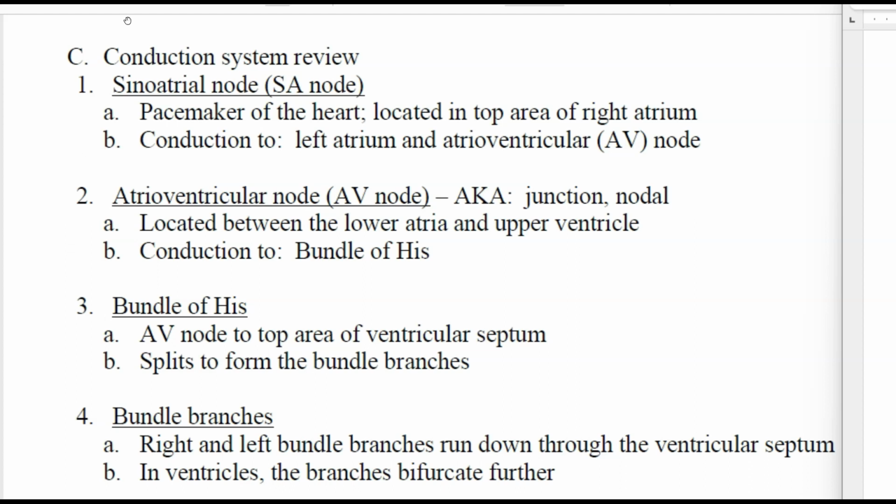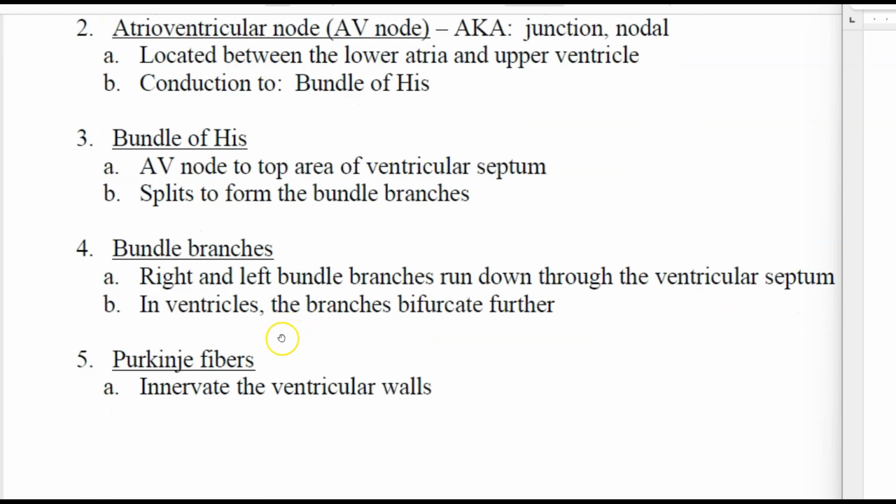The bundle of His runs from the AV node to the top area of the ventricular septum, and it splits to form the bundle branches, the left and right bundle branches. The right and left bundle branches run down through the ventricular septum, and they're located in the ventricles, and then the branches bifurcate even further. Lastly, we have the Purkinje fibers, which innervate the ventricular walls.